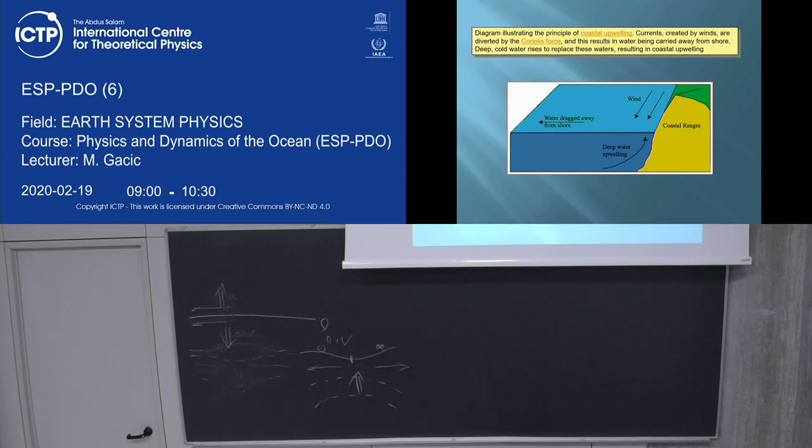While in the case of the open sea, you have to have the convergence or divergence. Here you have a simple boundary condition which says you cannot exchange the water through the coast, through the wall.